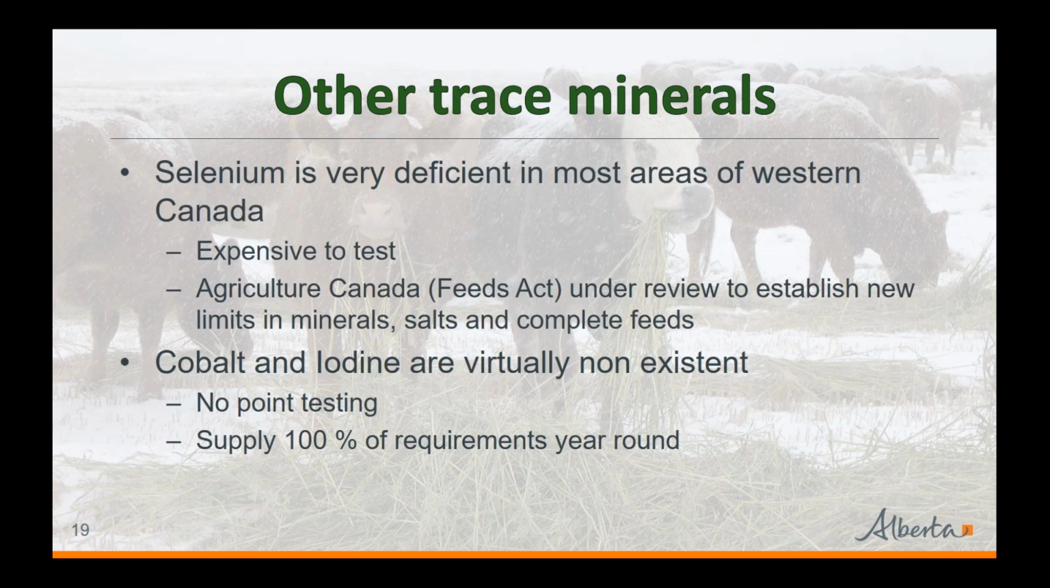The other trace minerals that are deficient in most areas of Western Canada, selenium, for example, is something that very seldom do we see a number that is excessive. The Crow's Nest Pass in southern Alberta is one area because they've got some plants that are selenium accumulators. There's an area up north, or basically almost straight east of Edmonton at Willingdon. There's a small pocket there with high levels. It's all due to the soil types in the province. But typically, anything that is north of Highway 1 and west, or excuse me, let's try this again.